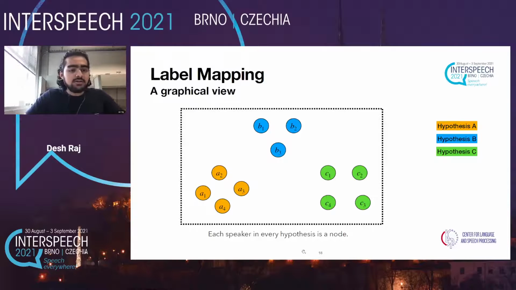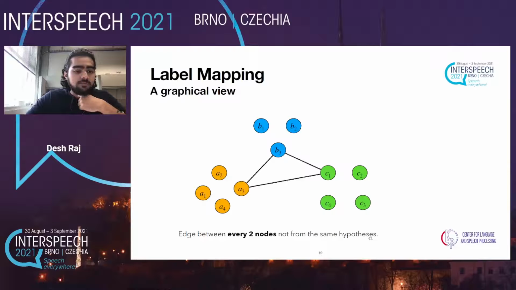Let's get into this. If we look at the label mapping problem from a graphical view, we can construct a graph of this sort. In this graph, suppose we have 3 hypotheses A, B, and C. We represent each speaker in every hypothesis through a vertex. So for example, if hypothesis A estimates 4 speakers, A1, A2, A3, and A4, all of them are now a node in the graph. And similarly for hypothesis B and C. Finally, we get a graph which has as many nodes as the total number of speakers in all the hypotheses.